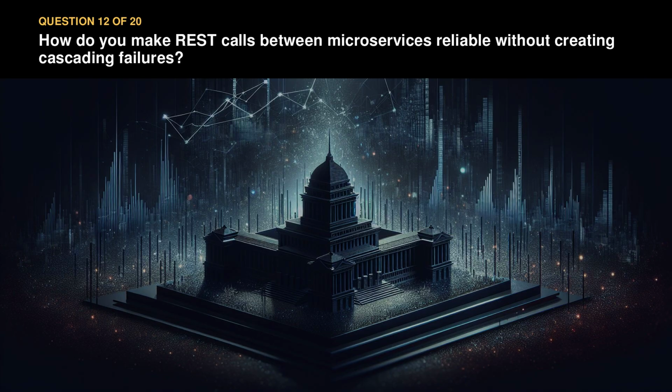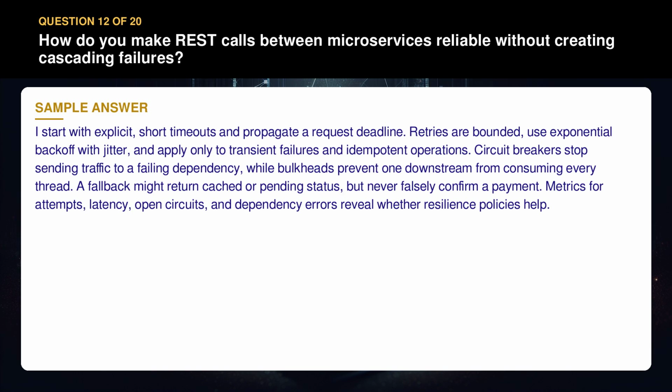Question 12. How do you make REST calls between microservices reliable without creating cascading failures? I start with explicit, short timeouts and propagate a request deadline. Retries are bounded, use exponential backoff with jitter, and apply only to transient failures and idempotent operations. Circuit breakers stop sending traffic to a failing dependency, while bulkheads prevent one downstream from consuming every thread. A fallback might return cached or pending status, but never falsely confirm a payment. Metrics for attempts, latency, open circuits, and dependency errors reveal whether resilience policies help.